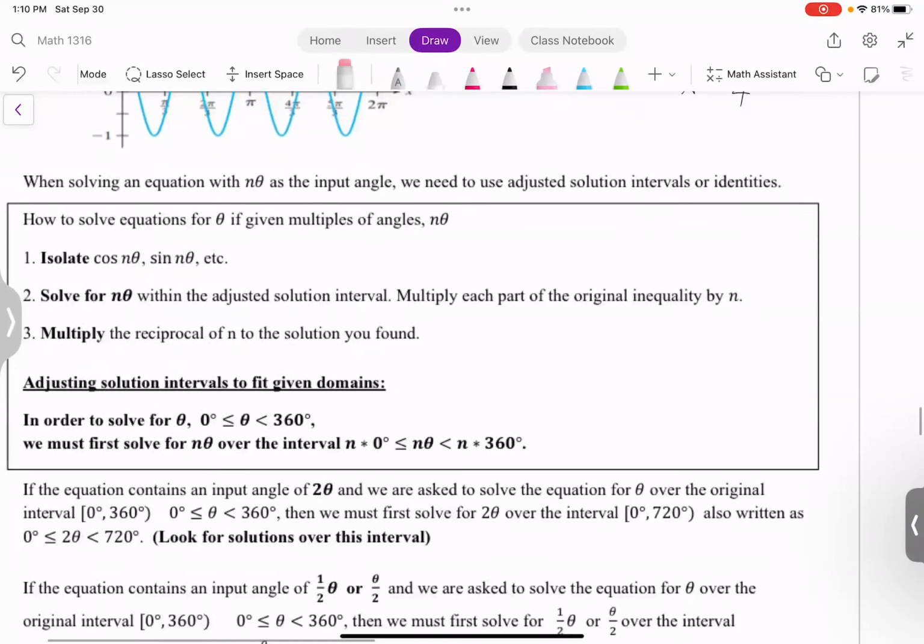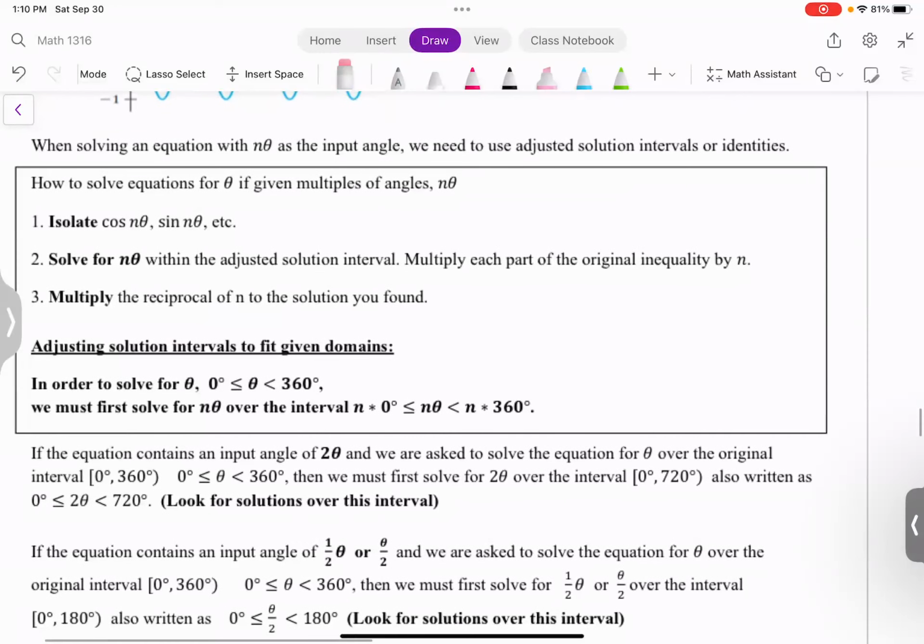There is a table that lets you know how to solve for theta, how to solve for x in these equations. First, we need to isolate the cosine n theta, or sine n theta, or tangent n theta. Second step, solve for n theta within the adjusted solution interval. Multiply each part of the original inequality by n. Number 3, multiply the solution you found by the reciprocal of n.